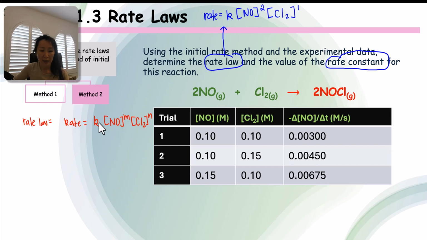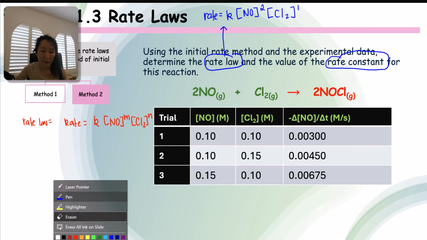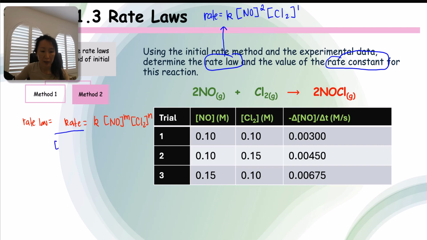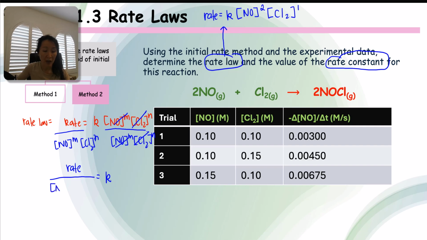So for rate, we can divide both sides by the concentrations of the reactants. You can cancel these out, and your rate constant K is equal to any one of these rates with its corresponding concentrations. So I'm just going to randomly pick one. Trial 1 looks like a pretty simple calculation, so I'll just try picking this one.